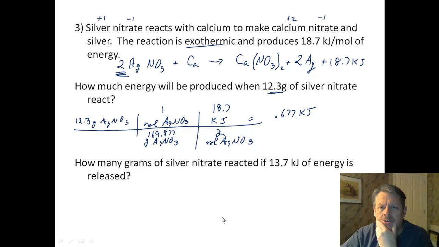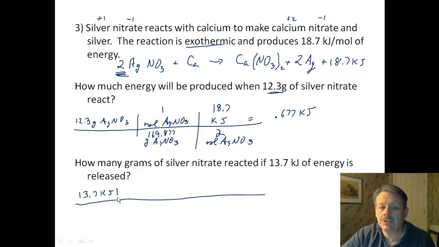This is interesting. This one works backwards. So we're starting with kilojoules of energy, 13.7 kilojoules of energy. So we have to get rid of kilojoules of energy, so we're going to work backwards. So we have to get rid of kilojoules, and what do we go to? Well, we're trying to get to grams of silver nitrate, so we have to go to moles of silver nitrate first, and then we have to get rid of moles of silver nitrate and go to grams of silver nitrate.